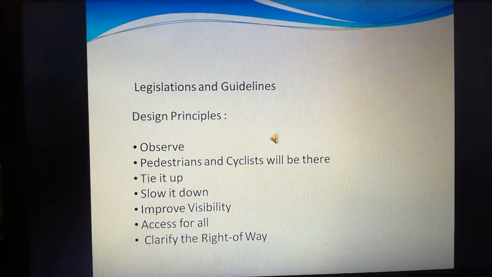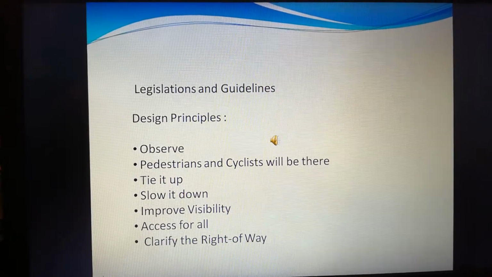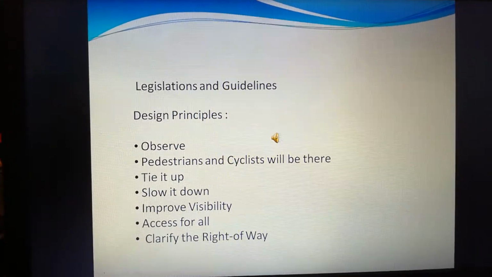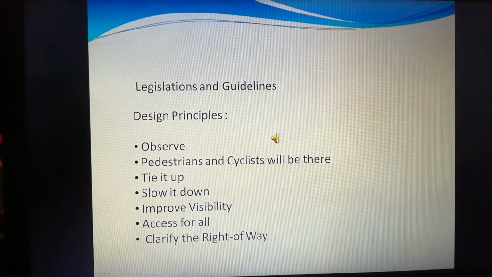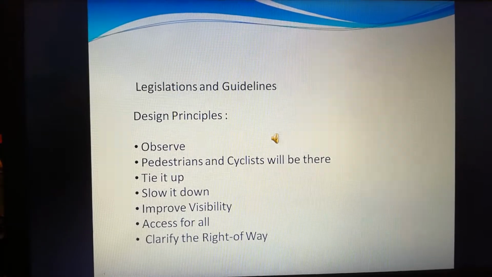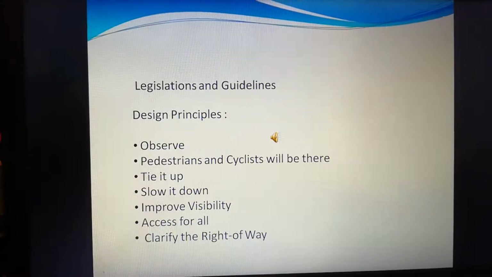Pedestrians and cyclists will be there. Expect pedestrians and cyclists anywhere it is legal. They will use the facility regardless of the perceived safety concerns. It is better to meet the basic pedestrian and cyclist safety needs rather than assuming that they will not use the facility. Tie it up.